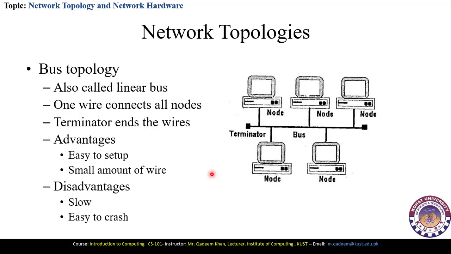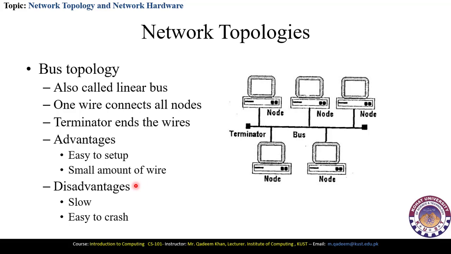The advantage of this topology is that it is very easy to set up. So we can easily install or configure these networks. And a smaller amount of wire is used, meaning that if we see the cost of the wires, here you can see that only the main wire and a few sub wires are used here. So that eliminates the cost of the wires. But it has disadvantages as well.